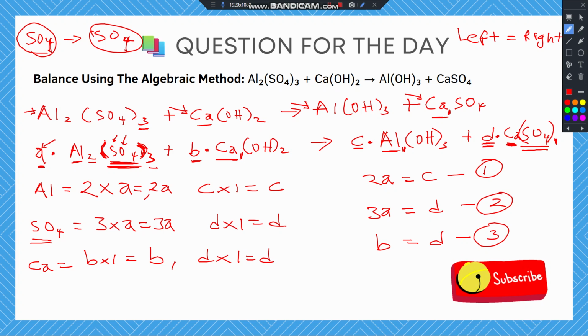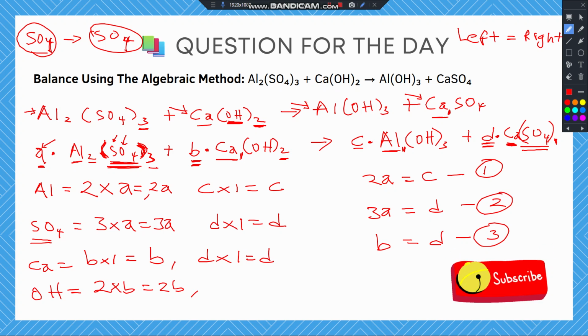And then finally, we have the hydroxide polyatomic ion, OH. So you can see OH on the left hand side, it appears 2 times, or it has a subscript of 2. You can see over here, and then a coefficient of B. So for OH on the left hand side, it becomes 2 times B, which is 2B.